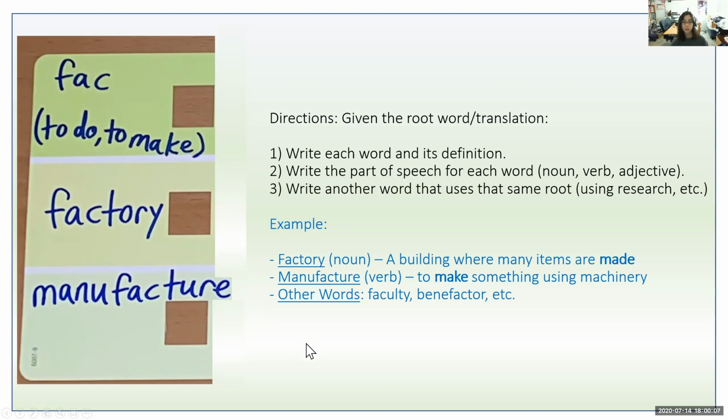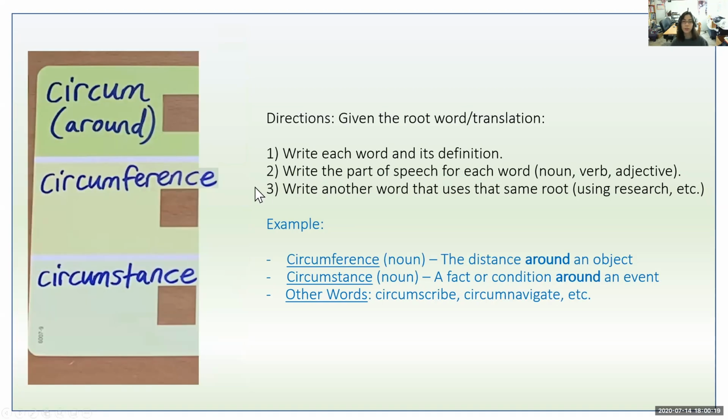Okay, so to recap, you'll write each word in its definition. You'll write the part of speech for each word, and you'll write some other words that use that same root. So I'll give one more example before you get to do your own. So say I have my root circum, which means around. And my vocabulary words are circumference and circumstance.